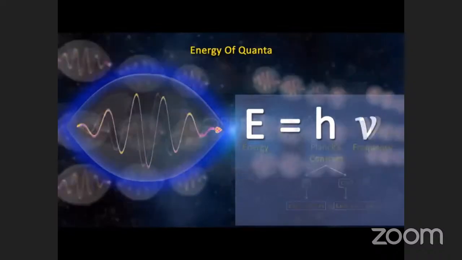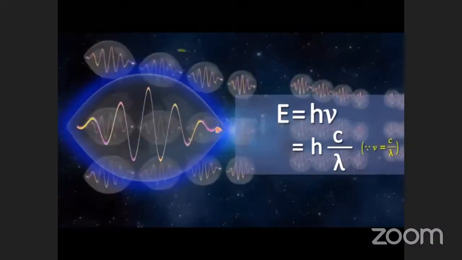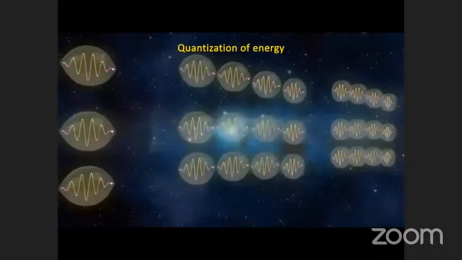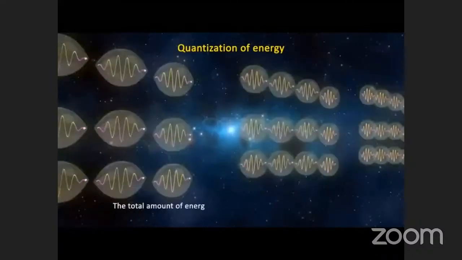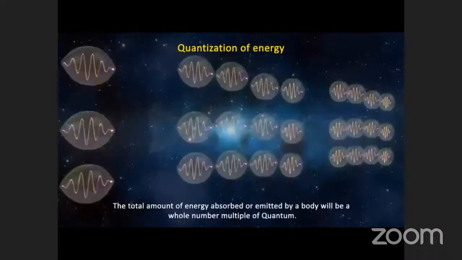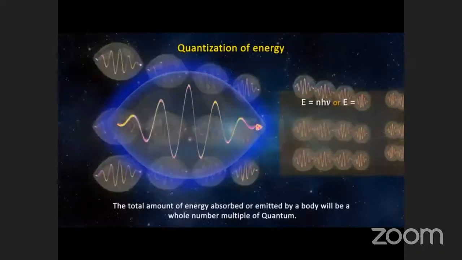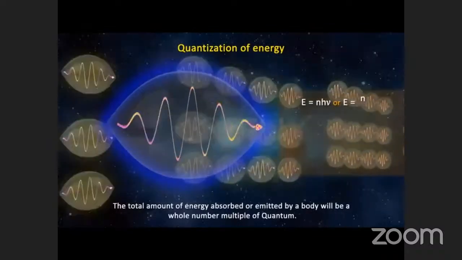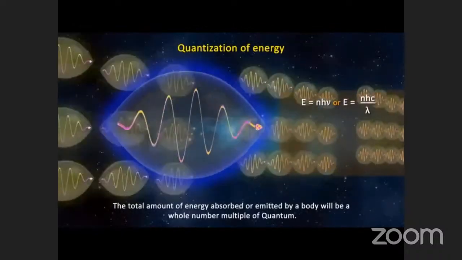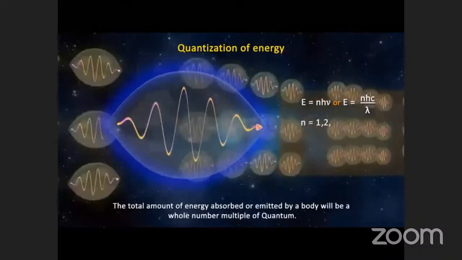In terms of velocity and wavelength, energy can be expressed as E equals h c by lambda, as nu is equal to c by lambda. The total amount of energy absorbed or emitted by a body will be a whole number multiple of the quantum. That is, E equals n h nu, or E equals n into h c by lambda, where n is an integer with values 1, 2, 3 and so on.